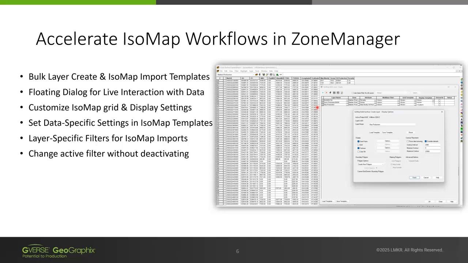We've also made changes to how you can set your isomap grid and display settings. Apart from being able to use predefined isomap templates, you can now customize those grid parameters and display settings straight from the bulk create interface. Creating layers is one thing, but you can also use templates and bell filters when importing isomap layers into Zone Manager. Again, the intention is to cut down on the repeated setups so you can get to your data quicker and easier.